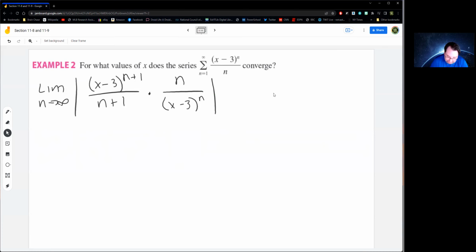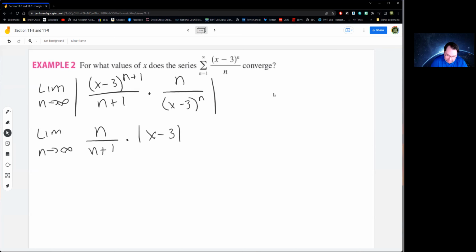Simplifying this down, I get n over n plus 1 times the absolute value of x minus 3. Remember, I basically just split it up into two pieces so I can cancel those out. And the n over n plus 1 doesn't have to be an absolute value because n starts off positive, so those are never negative.